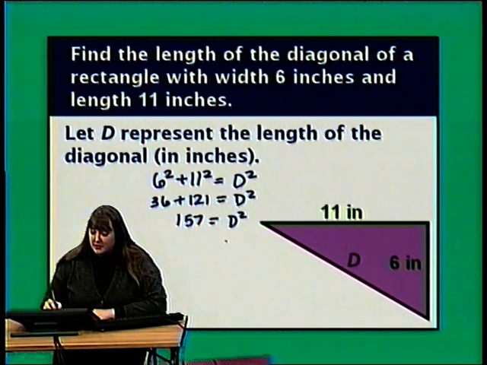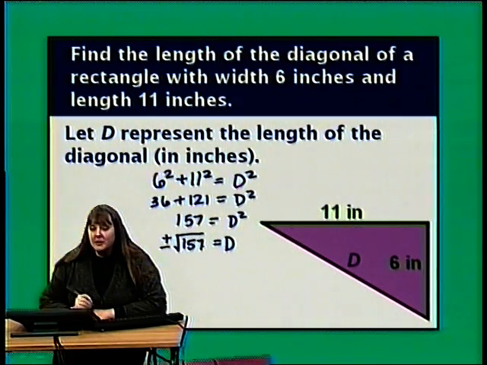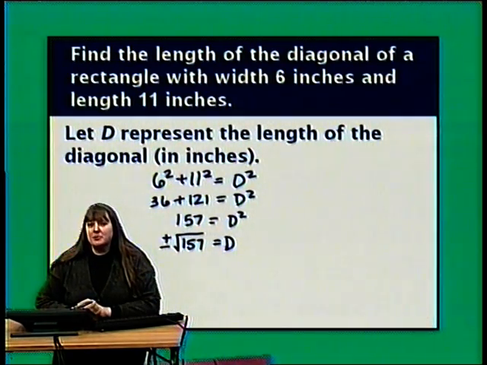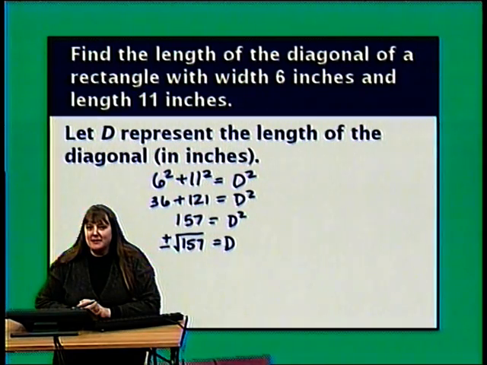Now the square root property tells me that d has to equal plus or minus the square root of 157. Again, d is representing a length, so negative square root of 157 doesn't make any sense here. One thing I should be asking myself, since I'm leaving my answer in exact form, is can I simplify the square root of 157 in any way?